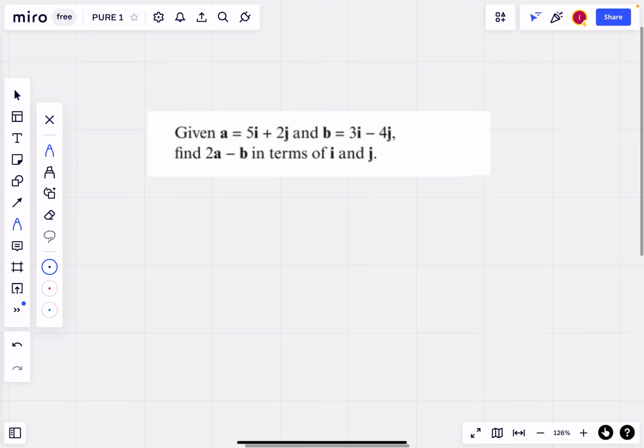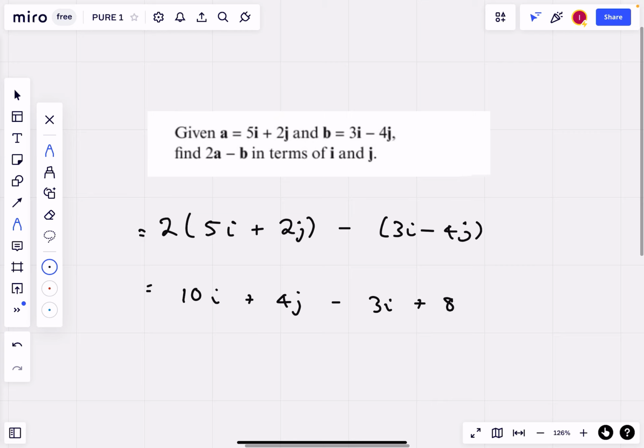Essentially what you're doing is just substituting. So 2(5i plus 2j) minus (3i minus 4j). You expand: 10i plus 4j minus 3i plus 4j. And now you can group. So group the i's and group the j's. You've got 10i and minus 3i, 7i. You've got 4j and 4j, plus 8j. That's it.